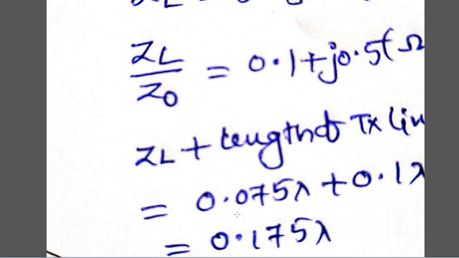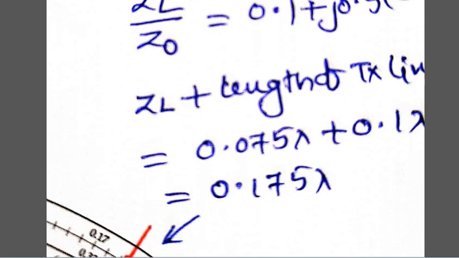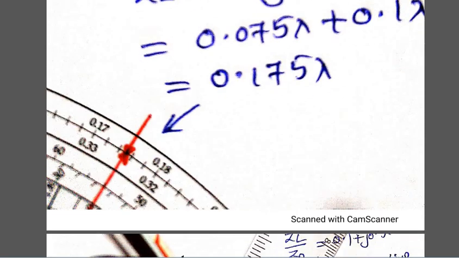What is the normalized ZL wavelength? Just now we observed 0.075 lambda plus 0.1 lambda. It will be equal to 0.175 lambda. 0.075 is existing on the left side, and by adding 0.1 length it became 0.175.